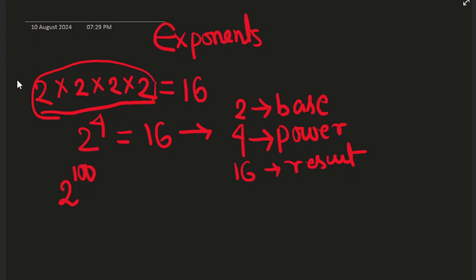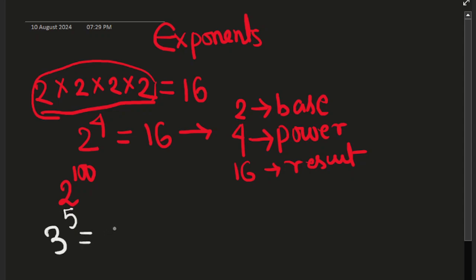Now, if I tell you to multiply 5 times 3, then you will write it as 3 to the power of 5. You will write it as 3 to the power of 5, which will be 3 into 3 into 3 into 3 into 3, 5 times 3.